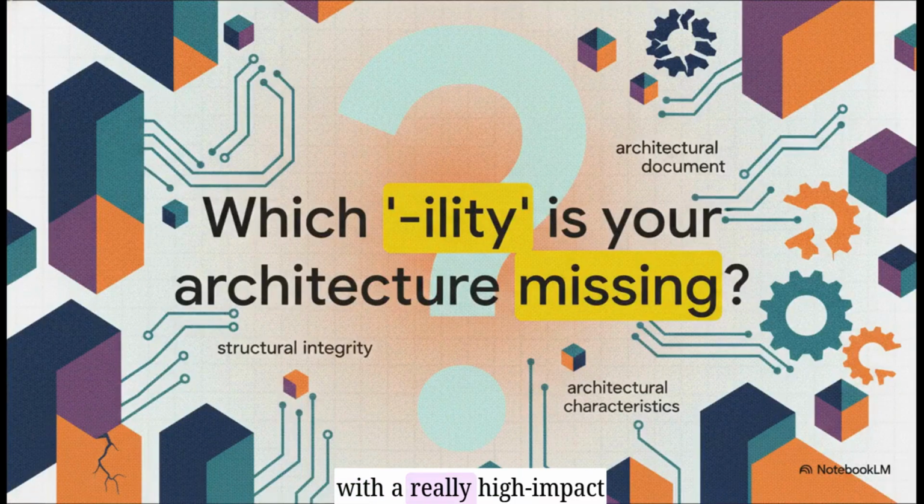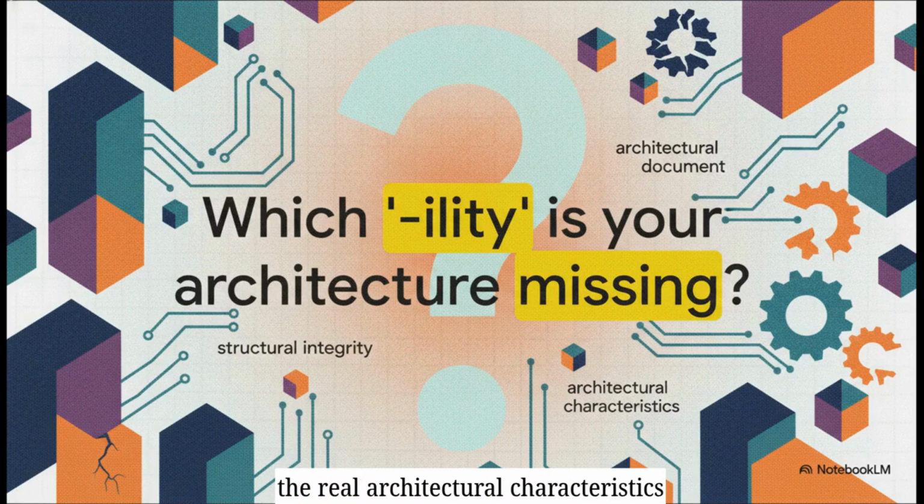I want to leave you with a really high-impact question to audit your current work. Which ability is your architecture secretly missing right now? Is your team blindly pushing out features while the structural integrity of your system quietly degrades in the background? Take a hard look at your latest requirements document and see if you can translate the business needs into the real architectural characteristics your system actually demands.